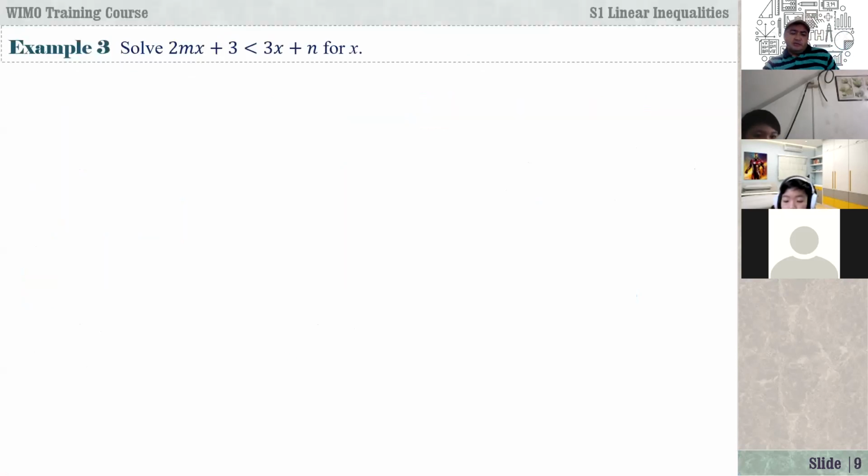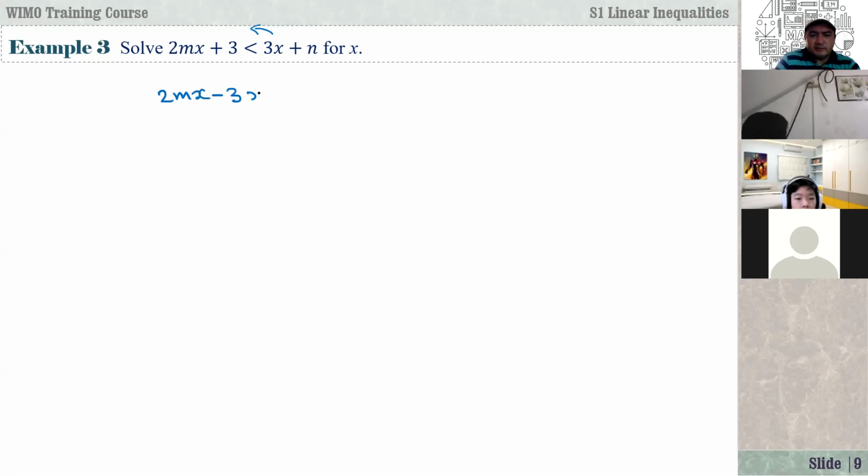Anyway, guys, let's just immediately use these properties in questions. Solve, for example, 2mx plus 3 is less than 3x plus n 4x. So Zaylin, what are we going to do in the first step? We have to transform this into the form ax is greater than b, or ax is less than b. How can I do that? So here we have 2mx. All the terms that have x, keep them on the left, and this 3 I should take to the right. So here we have minus 3x.